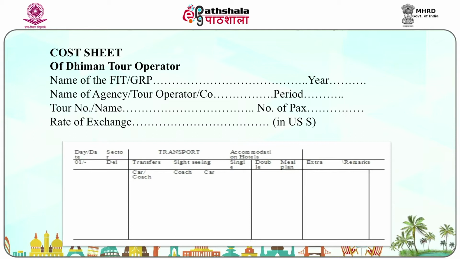The cost sheet of a tour operator has different components like the name of the FITs or groups, year, name of the tour operator, travelling tour agency, then the number of packs, period, tour name, number, rates of exchange, then what type of facilities you are offering: car, minimum 3 packs a person can travel; coach, when 15 to 30 packs are traveling together; mini coaches, 4 to 15 packs.